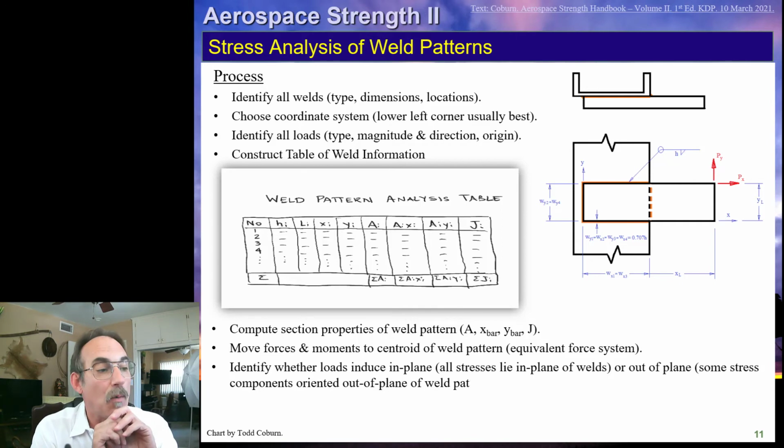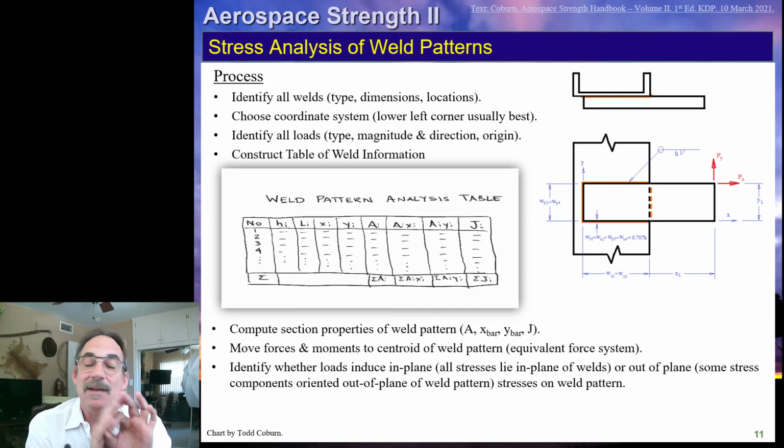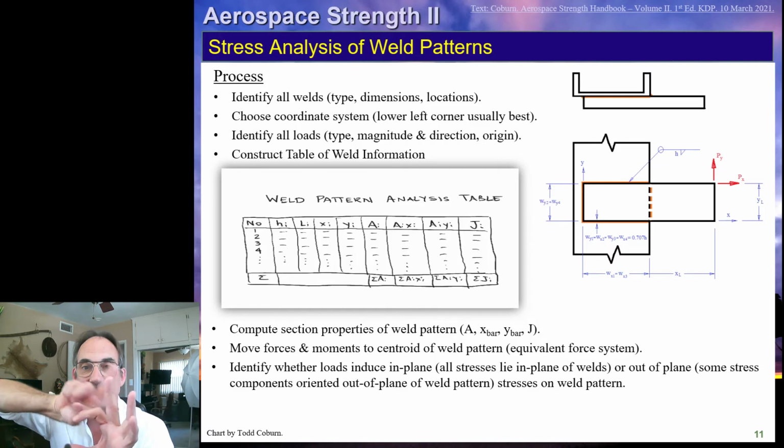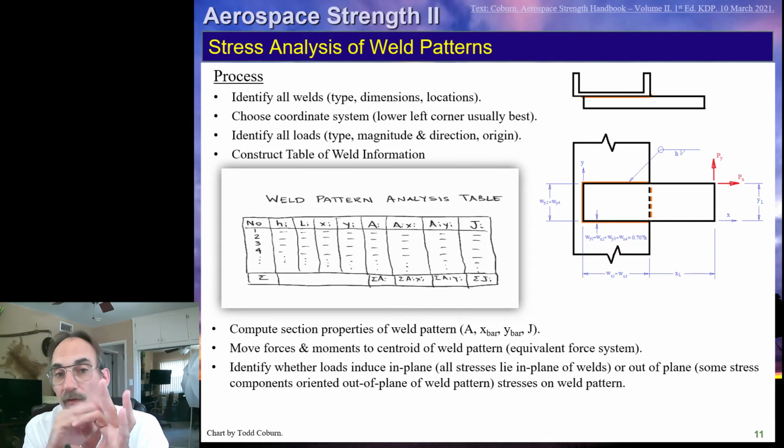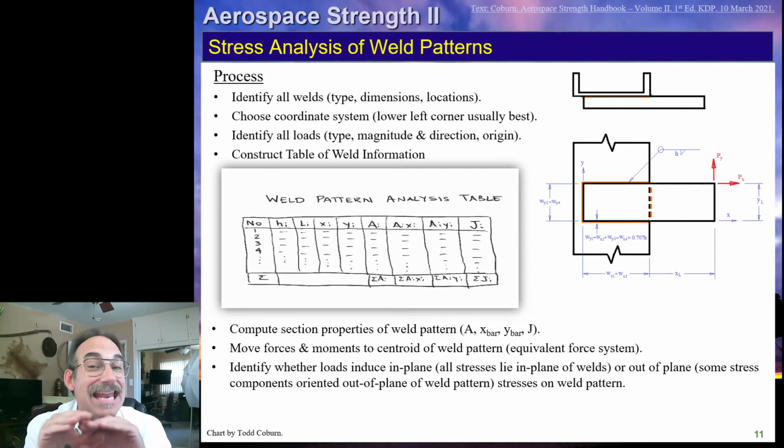We're next going to have to figure out whether this is an in-plane weld pattern or an out-of-plane weld pattern. This is something that students struggle with. So an in-plane weld pattern is one where the loads induce stresses. You'll notice if we look at this weld, all of the welds are in a single plane. We can have any kind of forces in that plane, and that's an in-plane weld. We can even have a moment that's perpendicular to the plane, and all the stress components will occur in the plane. If all the stresses occur in the same plane as the weld pattern, that's called an in-plane weld pattern. If any components come out of the plane, that's called an out-of-plane weld pattern. What does that mean? If we have a component of stress coming out of the plane, then that's out-of-plane. We'll look at that in a little bit. We'll look further at that to help you get that idea.